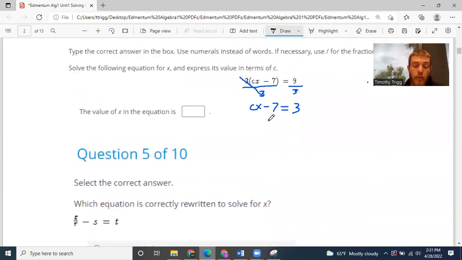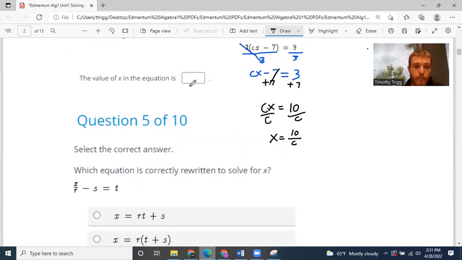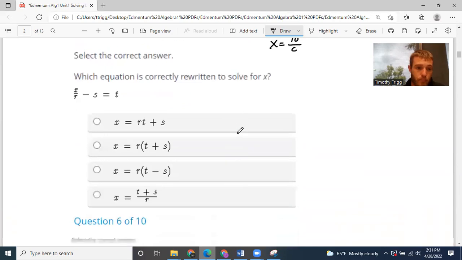Okay, now in order to help me get x by itself, I hope you see that I could use the addition property of equality, adding 7 to both sides of the equation, giving us cx equals 3 plus 7, which is 10. Lastly, to solve for x, we're going to divide by c. Divide by c. x is 10 over c. Make sure to type that here.